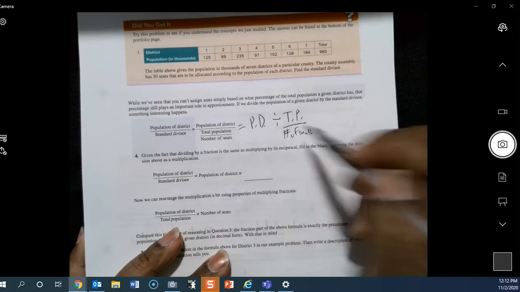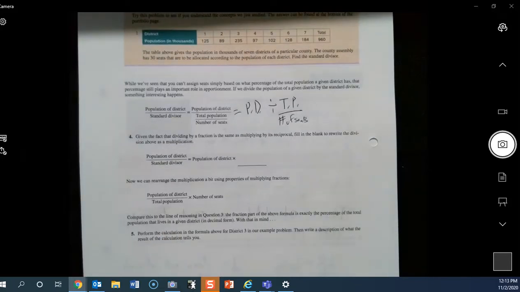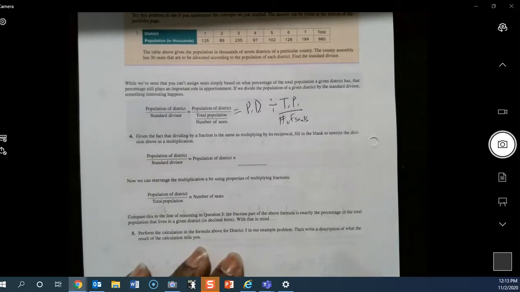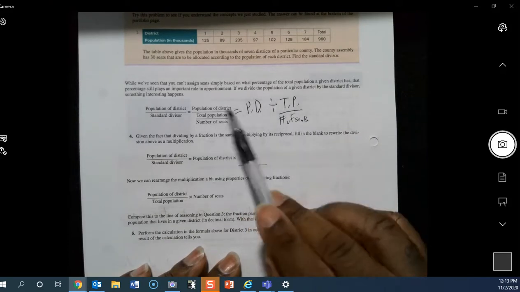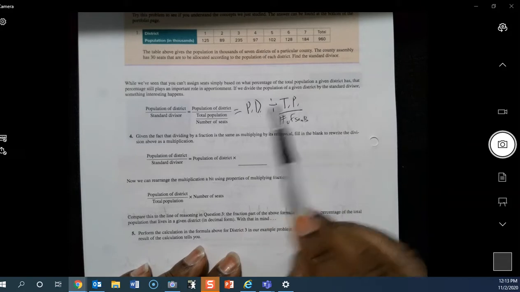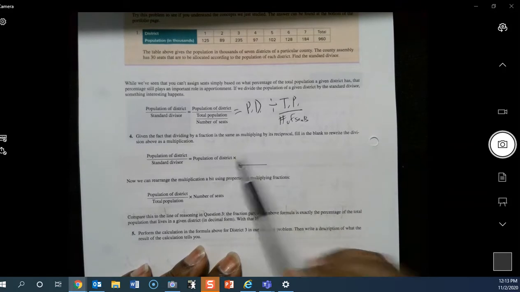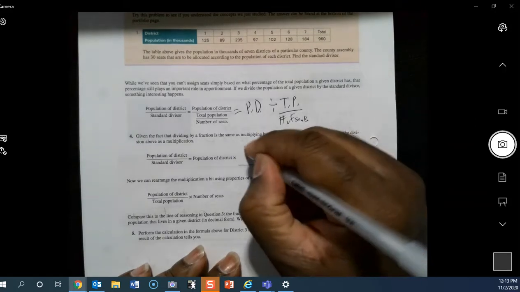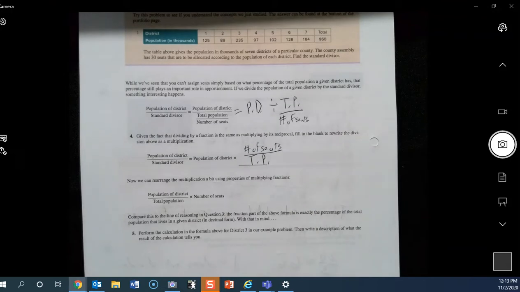Now, this is what this actually means, and we're going to get to why this is significant pretty soon. Okay, number 4. It says, given the fact that dividing by a fraction is the same as multiplying by its reciprocal, fill in the blanks to rewrite the division above as a multiplication. So this is where this comes into play. So I rewrote this as this here, and then we would take this here and change it to multiplication. So population of district, the division becomes multiplication, and we know we take the reciprocal, so it'd be number of seats divided by the total population.